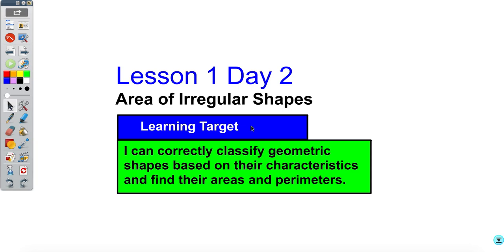Hi, this is lesson 1, day 2 of unit 3. And in today's lesson, we are going to be looking at finding the area of irregular shapes.